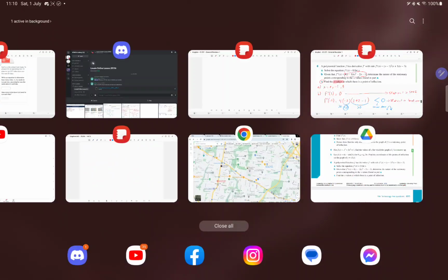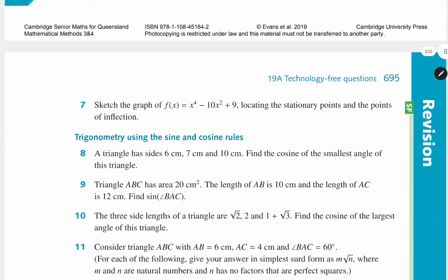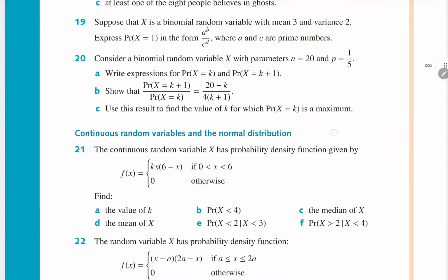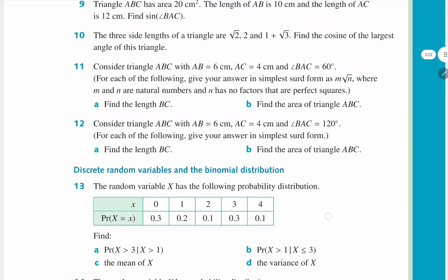Alright, so that's question 6, simple and familiar. Let's see. Trigonometry, discrete random variables. Okay, we'll get to these soon enough.